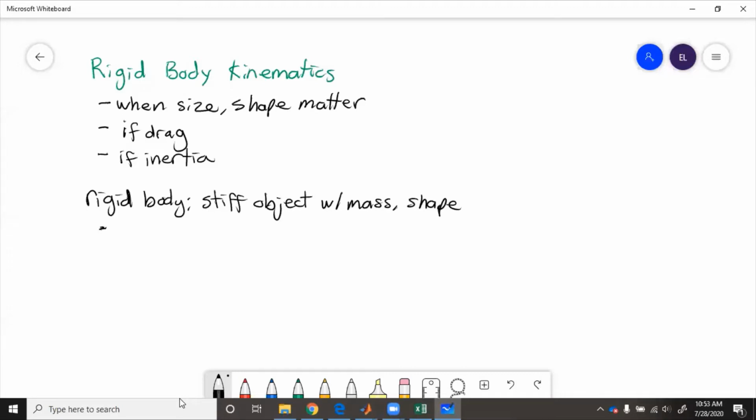So this has infinite elasticity modulus, infinite hardness, not squishy or deformable, and the distance between 2 points on the body is always constant.